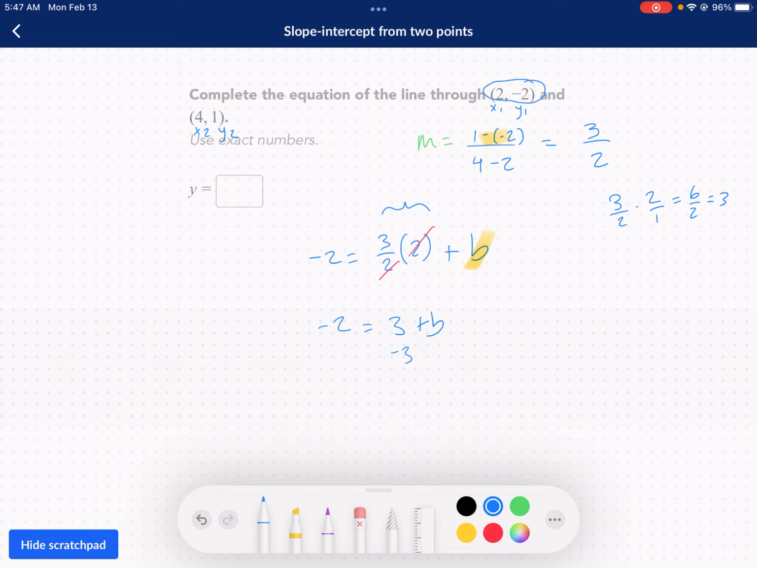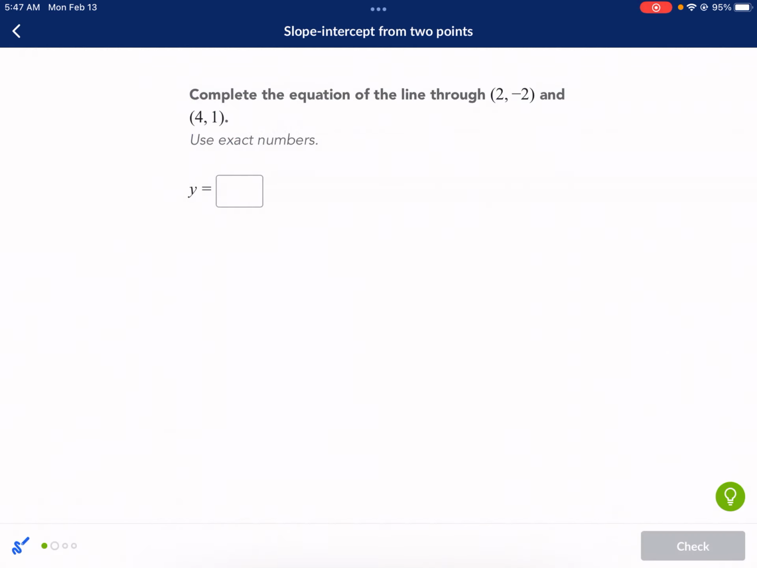Now I need to subtract 3 from both sides because we're doing the opposite operation, and we get b equals -5, and I'm done. I just need to plug everything in. I have 3 over 2 for m, I have -5 for b, and I leave my x how it is.